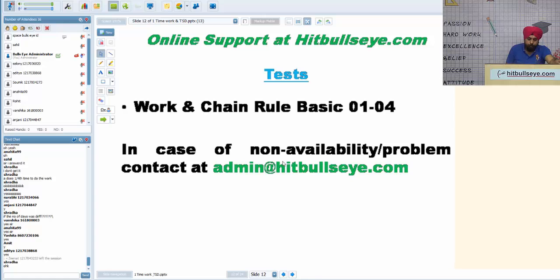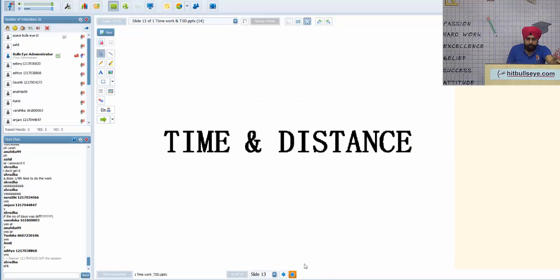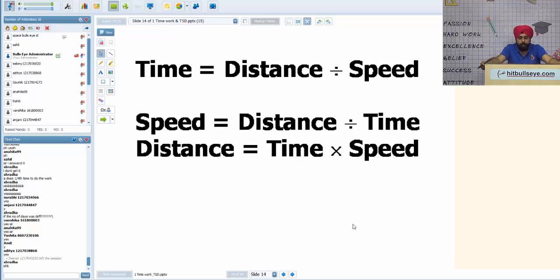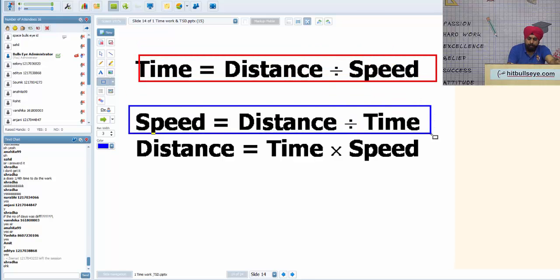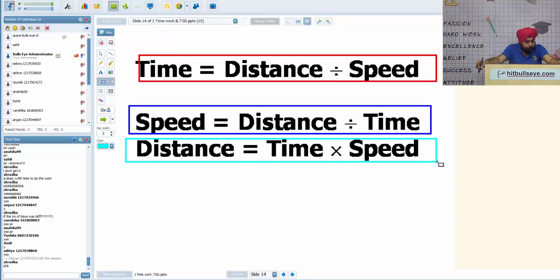Okay, so we are moving on with the next topic, which is time and distance. So let's first start with the concepts. Students, you know the basic formula. We know time is equal to distance divided by speed. Speed is equal to distance divided by time. And distance is time multiplied by speed. Basically the same formula having three different applications, depending upon what you want to find. You want to calculate time, speed or distance.